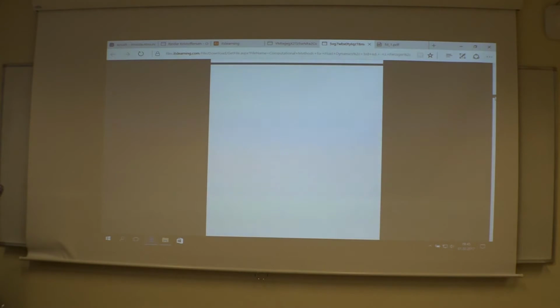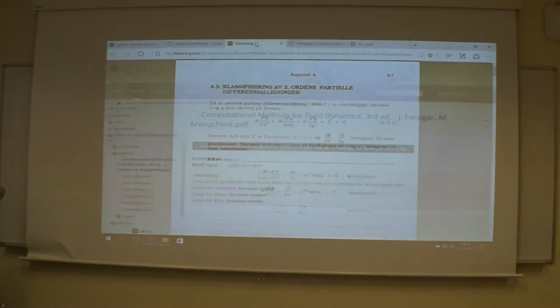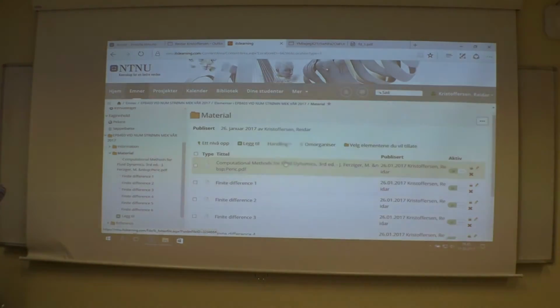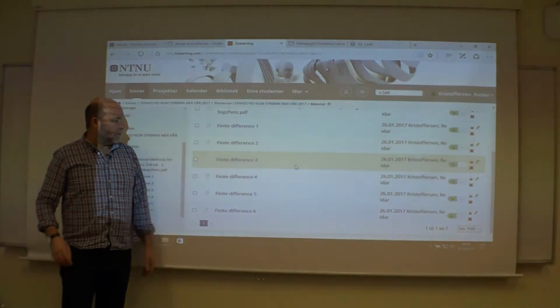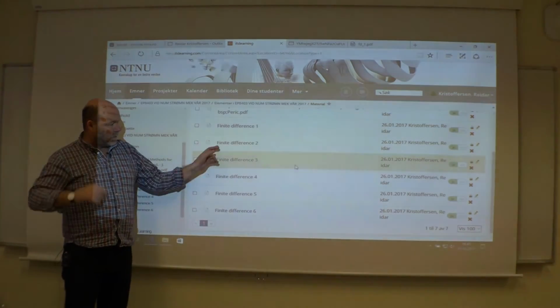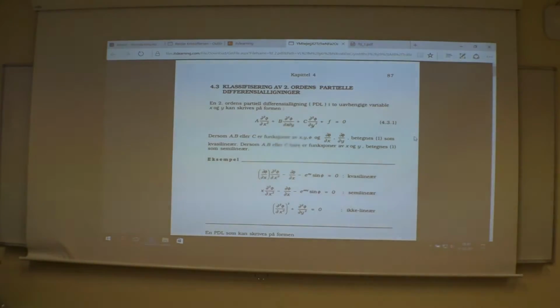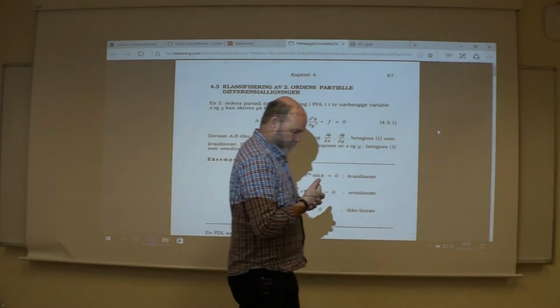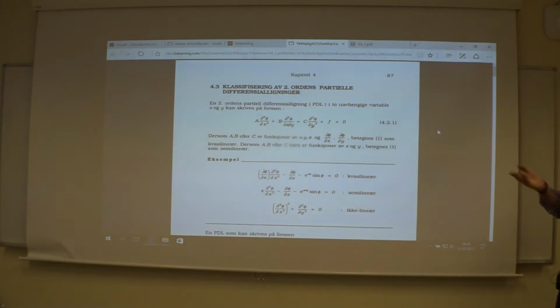This didn't look too good, did it? Just blanks. Okay. I think it's in there, it should be. Anyhow, if you look at the material you have been given, you have several blocks of these finite difference notes I put out for you. Actually, starting with the second, which is covering the classical way to classify partial differential equations. It's written in Norwegian, sadly, but I mean, you find this in any book.